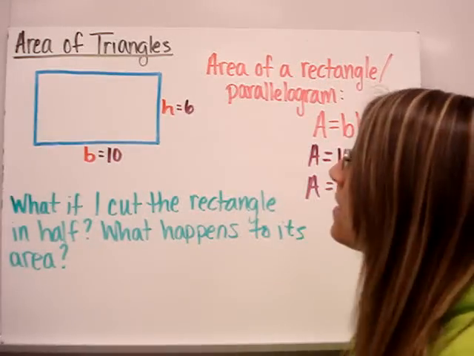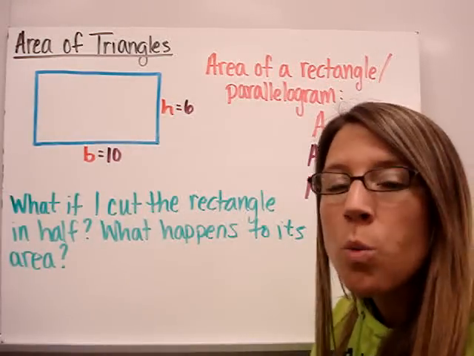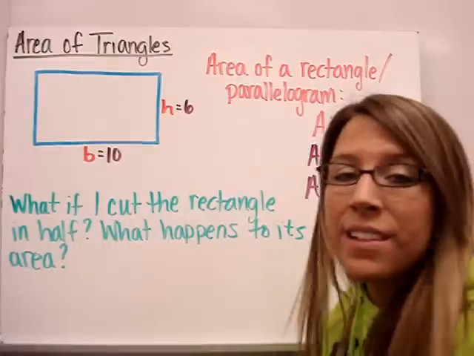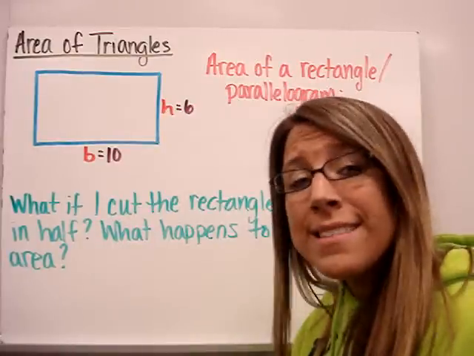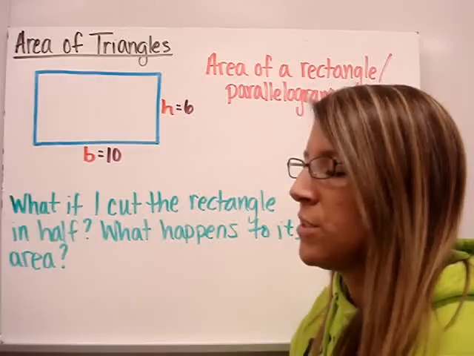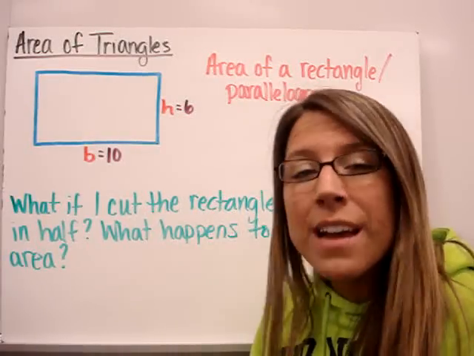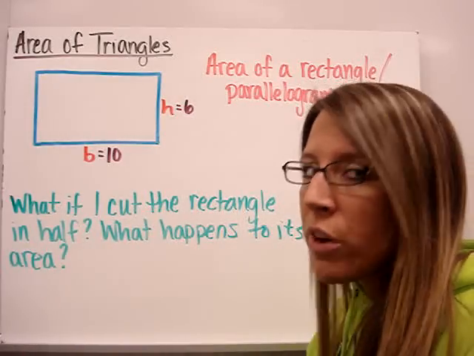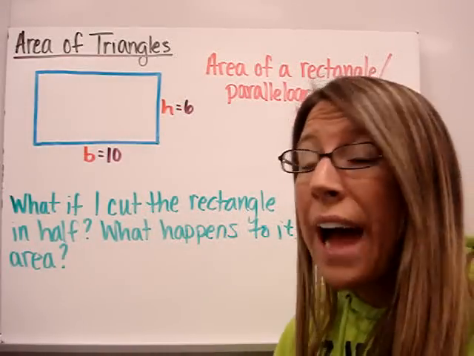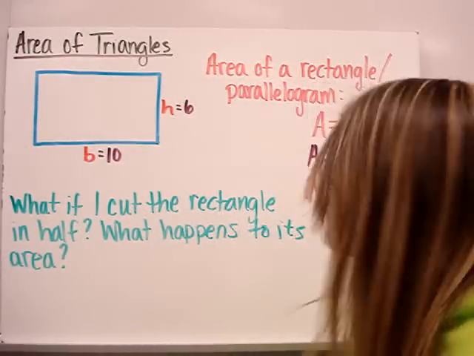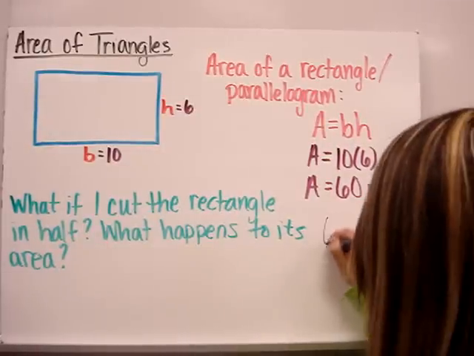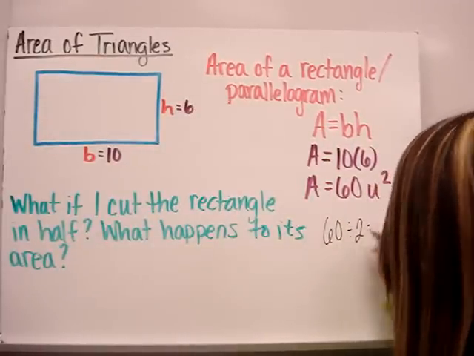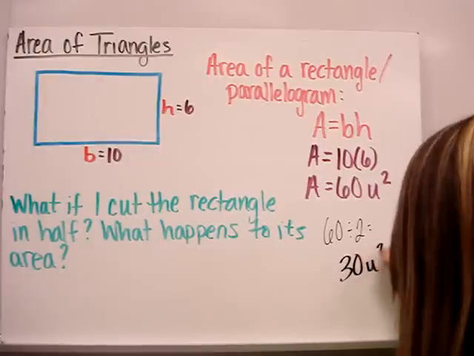But what if I cut the rectangle in half? What happens to the area if I cut the rectangle in half? Well, it makes sense that if I cut the rectangle in half, the area is also going to be cut in half. So how do I cut something in half? We've talked about it all year. I can divide it by 2. I can multiply it by 1/2. I can do lots of things. So 60 divided by 2 is going to be 30 units squared.